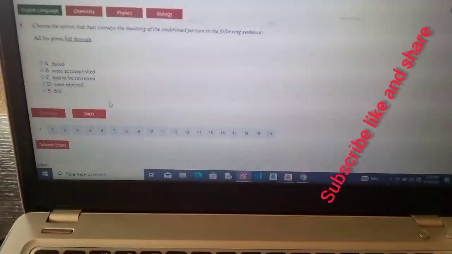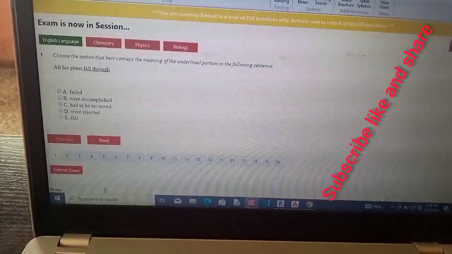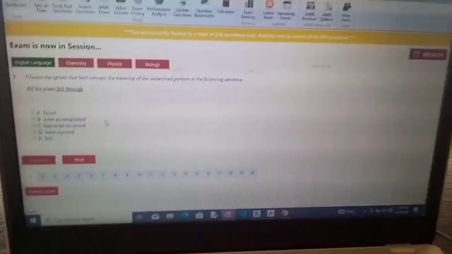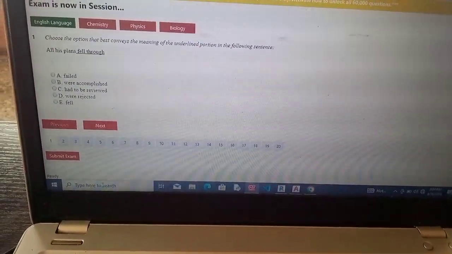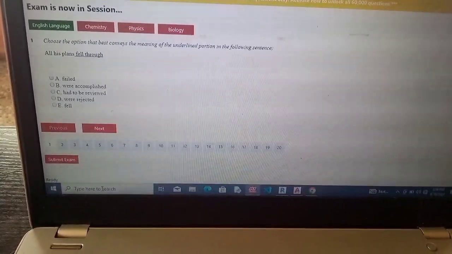Some people asked me, is it possible for you to open the calculator app without closing the exam question? I say yes, it's possible. You open the calculator app without closing the exam question. How are you going to do this?